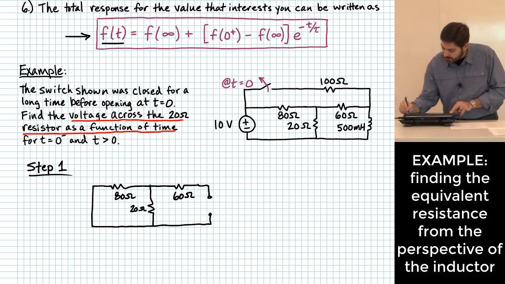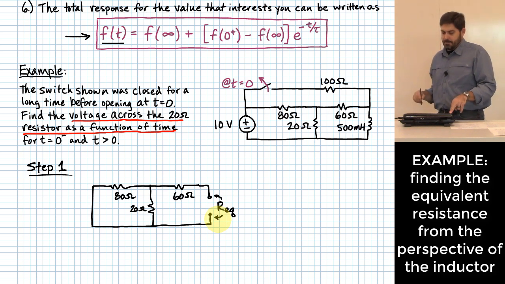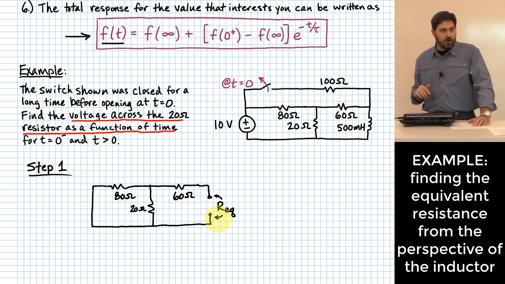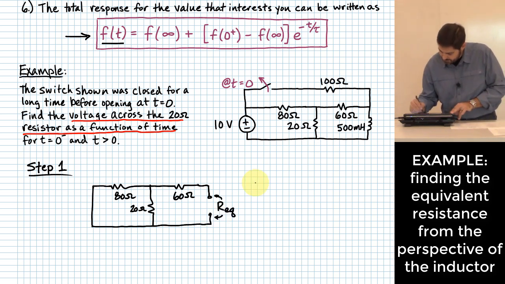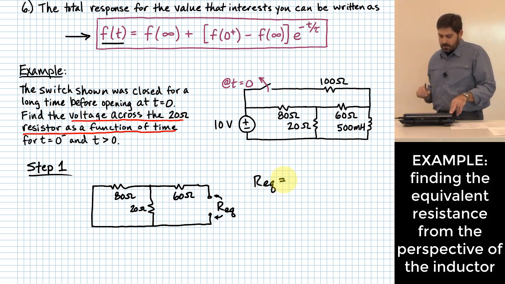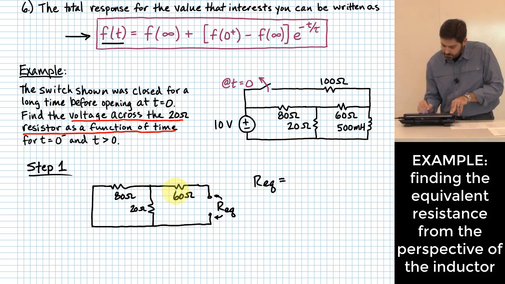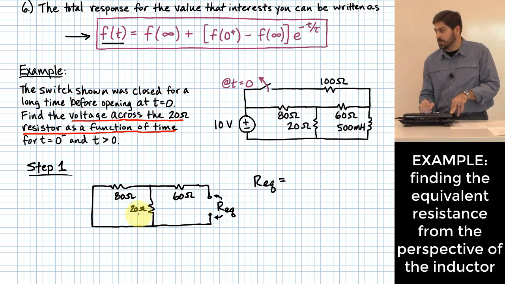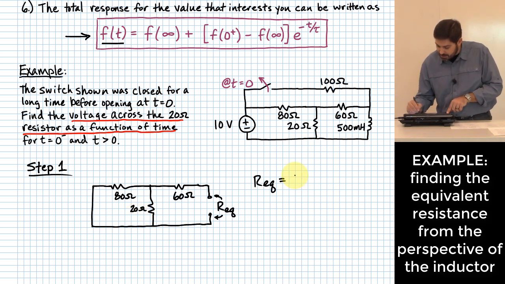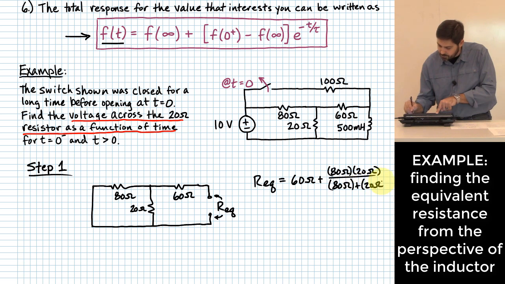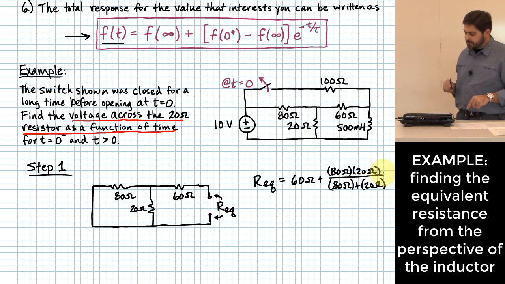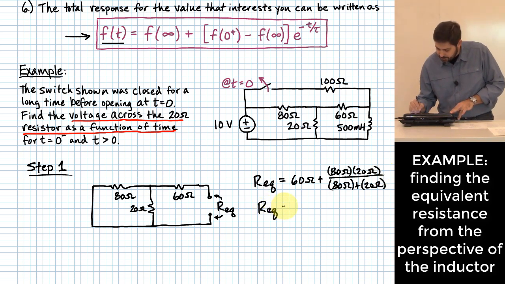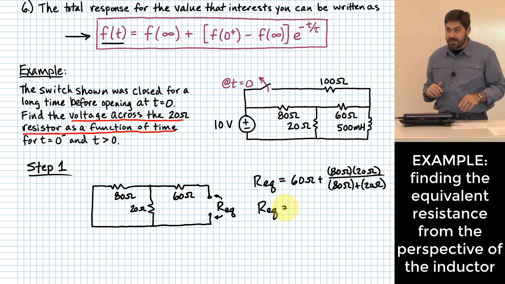What I need is the equivalent resistance across these terminals. Is that hard? No, that's pretty easy. There is a series connection through this 60 ohm resistor that connects with a parallel connection between my 80 ohm resistor and my 20 ohm resistor. So if I want to do it all in one step, I can say 60 ohms plus 80 and 20 in parallel. That's that expression right there. If you work that out, you will end up with 76 ohms.